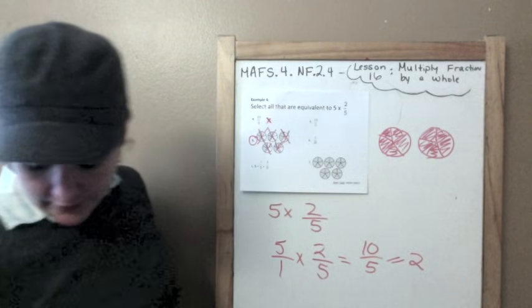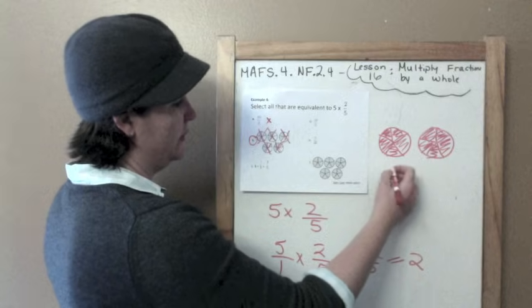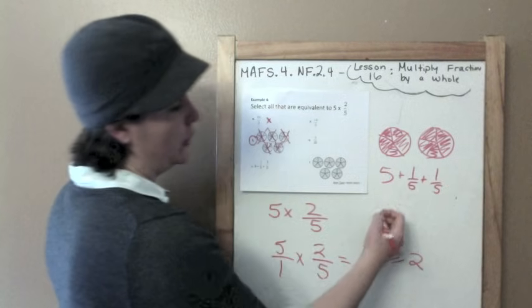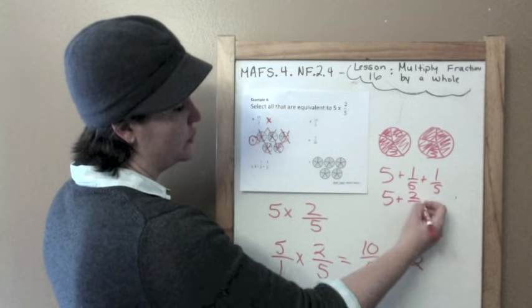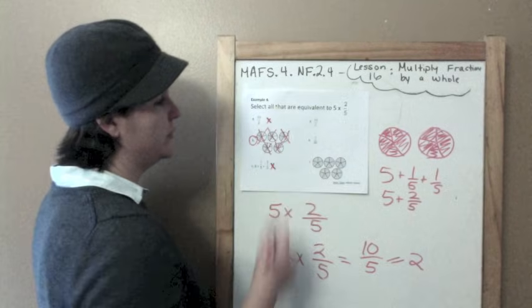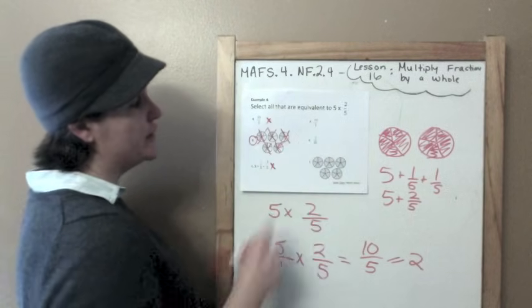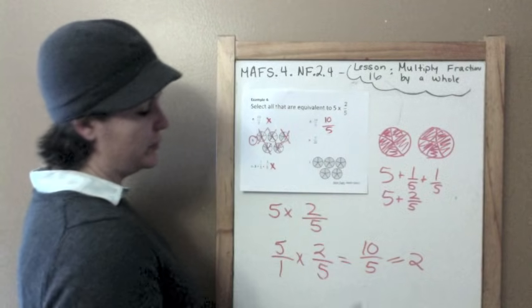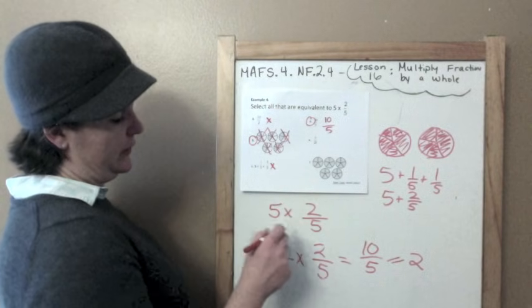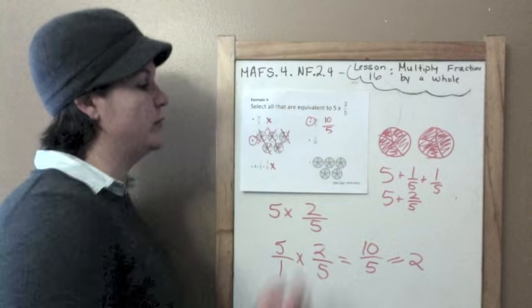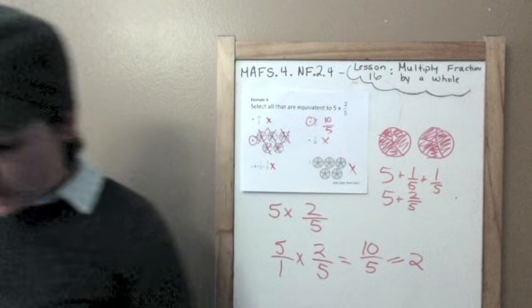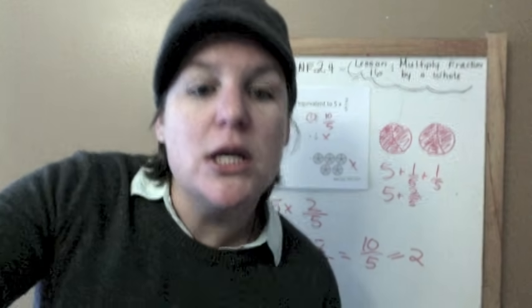All right, we have C, which says 5 plus 1/5 plus 1/5 would be 5 plus 2/5, which is not the same thing as 5 times 2/5, so that is wrong. D says 10 divided by 5, or 10/5, which is what I had here, so this is right. E says 2/25, that's just assuming that a student would multiply wrong. Boom. And then do I have 5 wholes? No, I have 2 wholes, so that's wrong. So my correct answers are B and D.